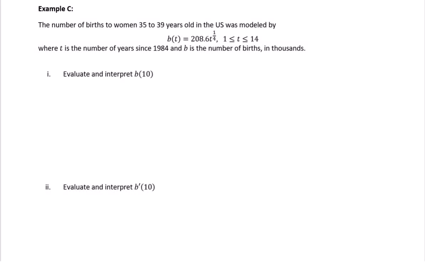Now let's take a look at the last example. The number of births to women 35 to 39 years old in the U.S. was modeled by the function b of t equals 208.6 times t to the 1/4, where t is between 1 and 14 with the endpoints included, and where t is the number of years since 1984, and b is the number of births in thousands. So let's pay attention to the fact that t equals 0 represents the year 1984, and b is going to be in thousands. In part 1, they're asking us to evaluate and interpret b of 10.